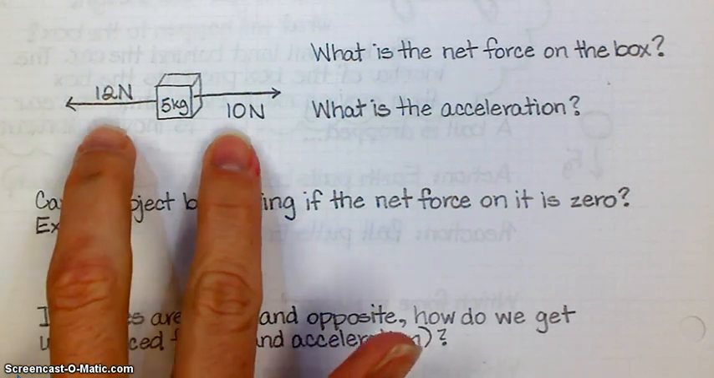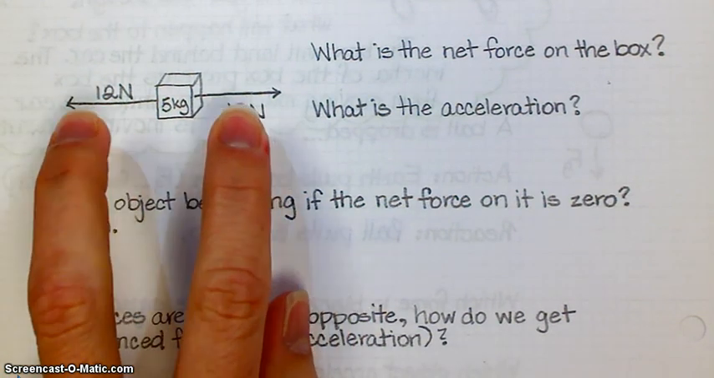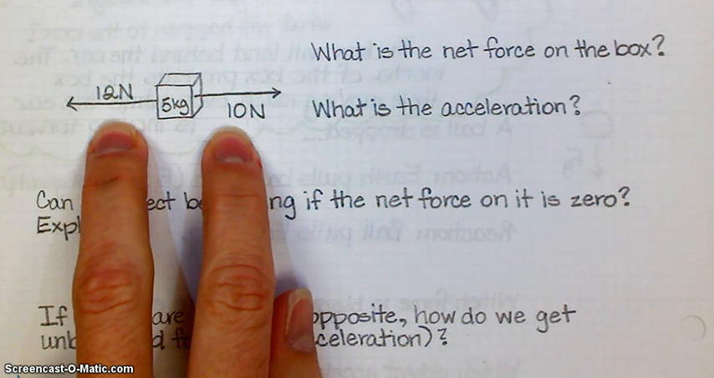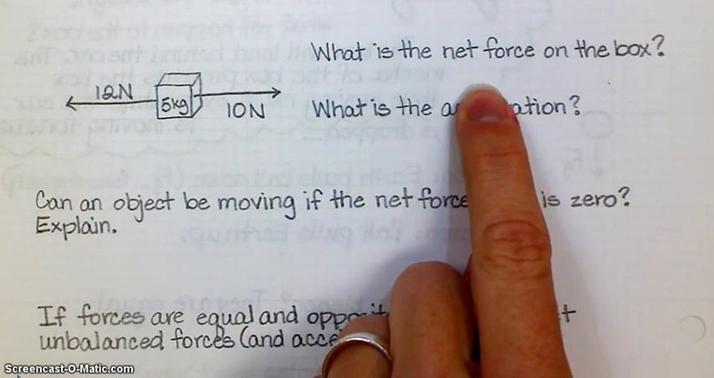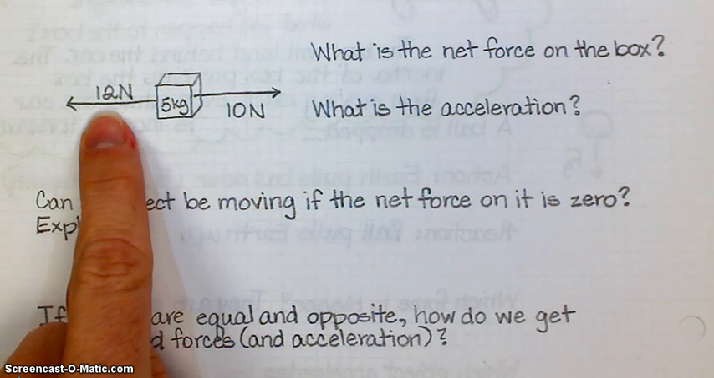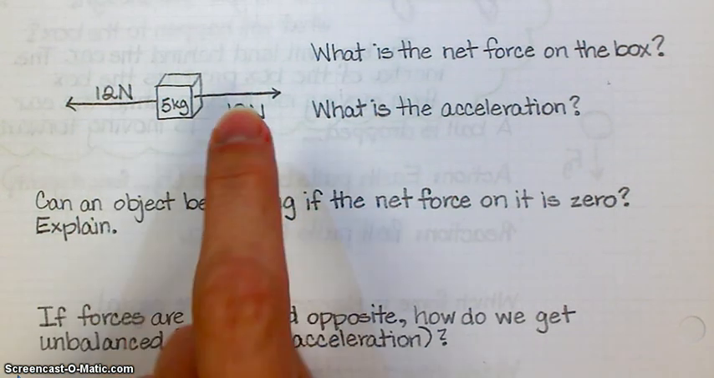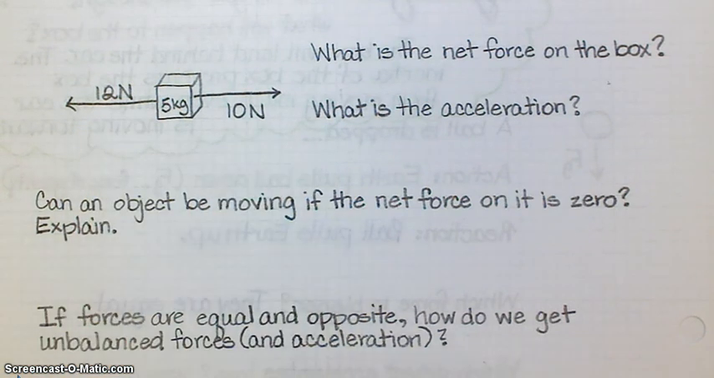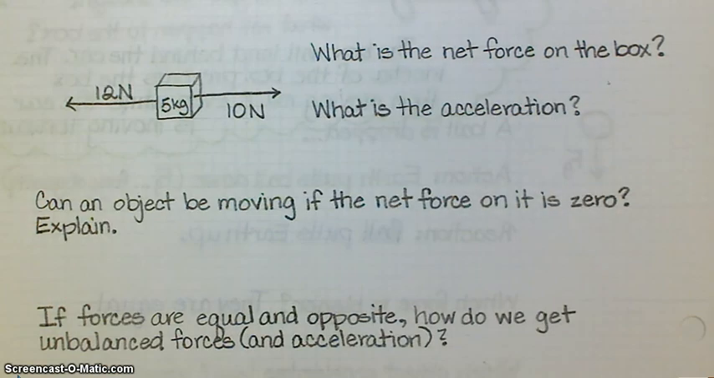When the forces are pointed in the same direction, you will add them together. But these two forces are pointing in opposite directions, so you are going to subtract them. So what is the net force on the box? That's going to be 12 minus 10, which is 2 newtons. Now, which way is the net force? The net force is going to be in the direction of the larger force. So your net force is to the left because your bigger force is to the left.